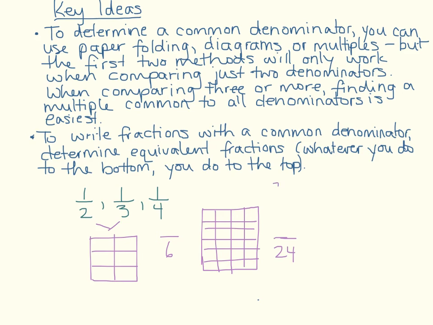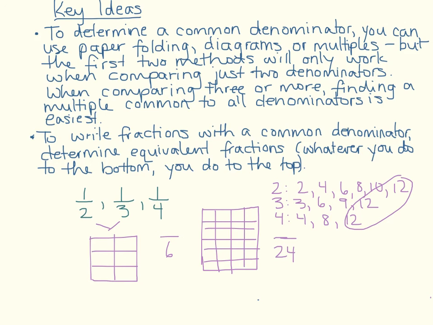If you look at multiples, which is the easiest method, you look at 2, 4, 6, 8, 10, 12. 3 has 3, 6, 9, and 12. 4 has 4, 8, and 12. So our lowest common denominator is actually over 12 instead of over 24. This still works using the paper method. It's just a little bit longer.